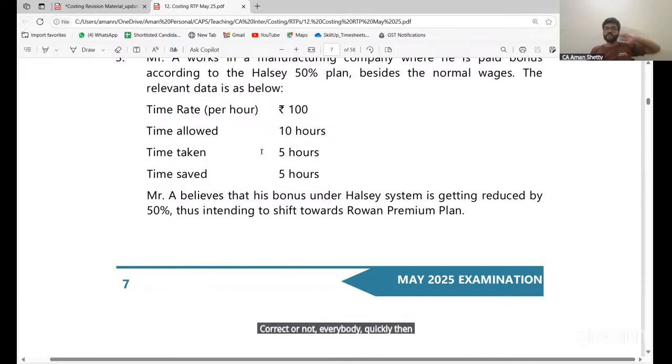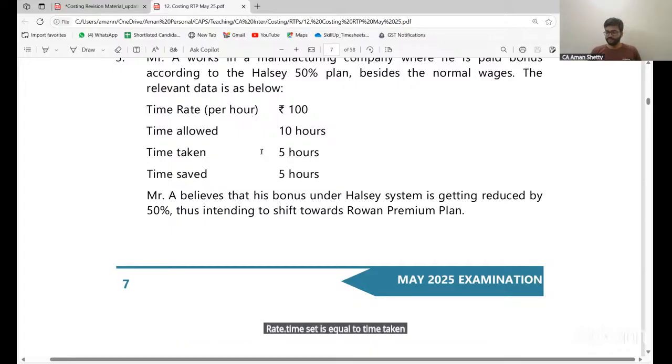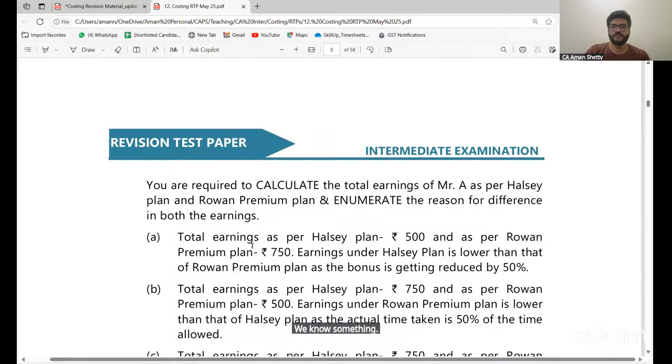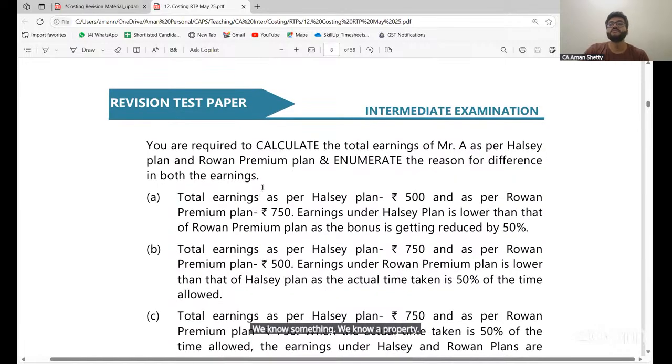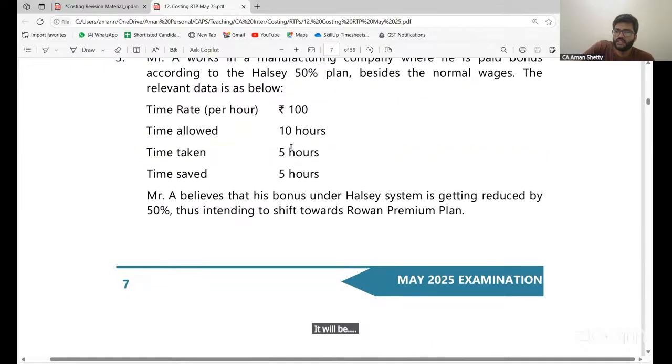Now, in this case, when time saved is equal to time taken, that is when time saved is 50% of time allowed, then what do we know? We know a property. When is the Halsey plan equal to the Rowan plan? When time saved is equal to time taken, right? Or 50% of time allowed.